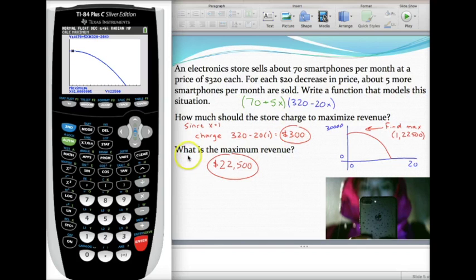And then the second question was, what is your max revenue? Well, that's the output, that's the Y value. So that's just the number as is right here from the calculator. So my maximum revenue is $22,500.